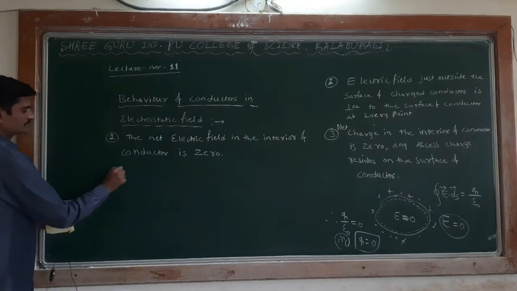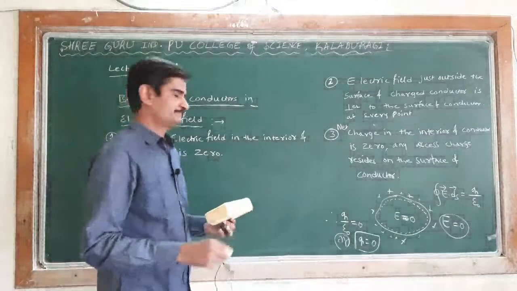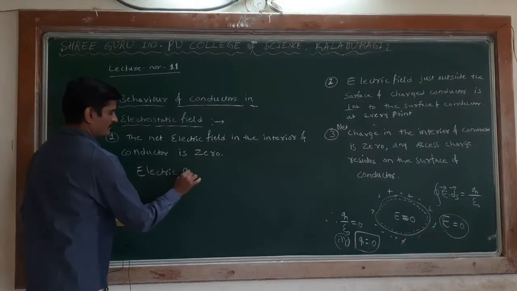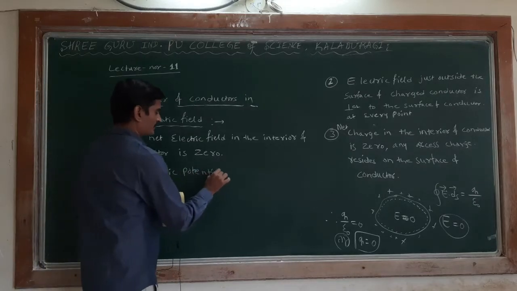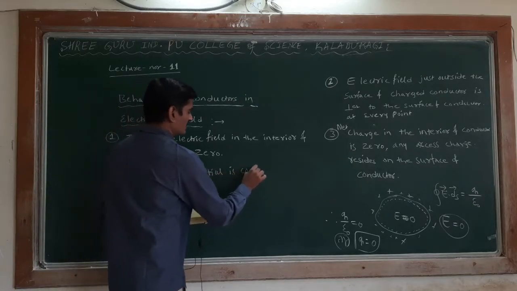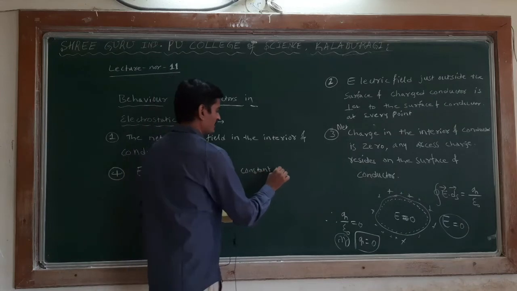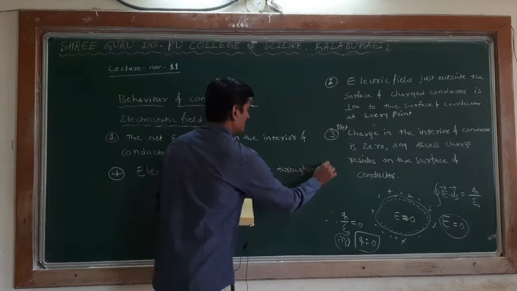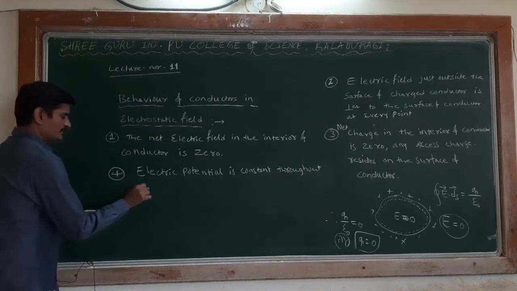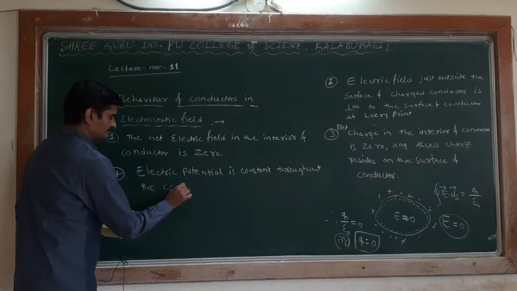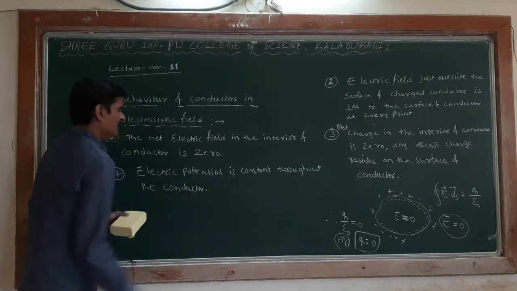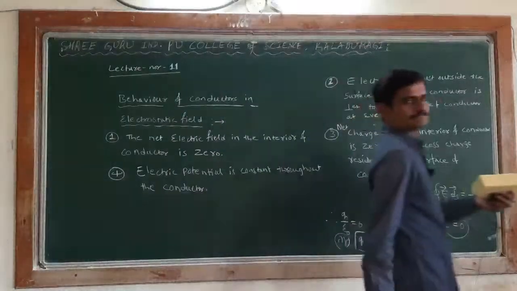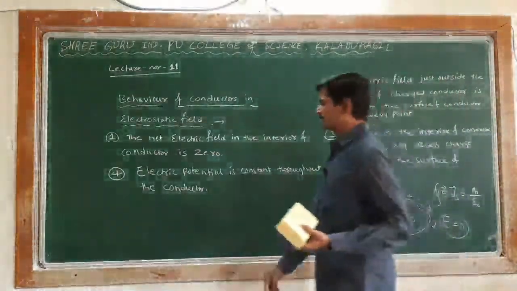Fourth point: electric potential is constant throughout the conductor. Electric potential is constant throughout the conductor. See this point, fourth point.